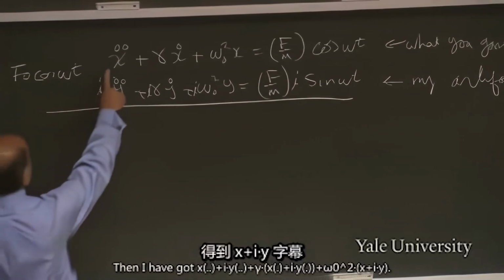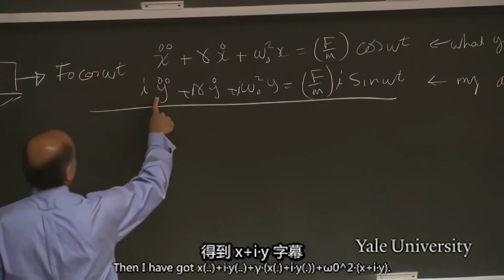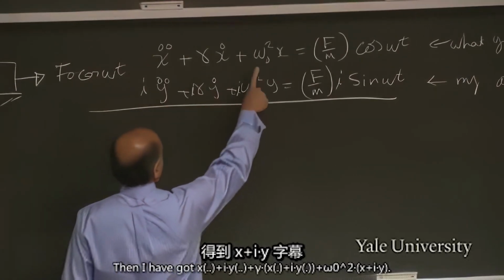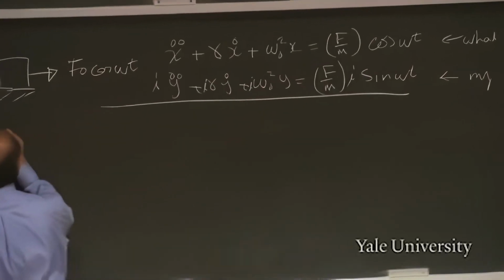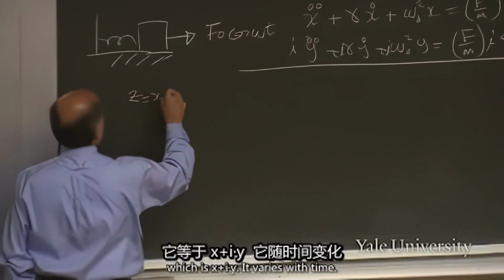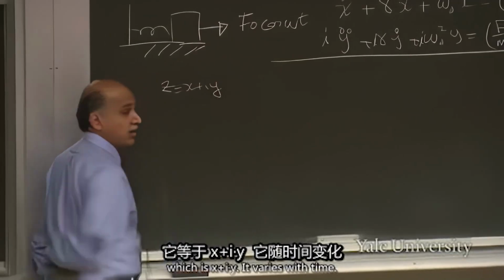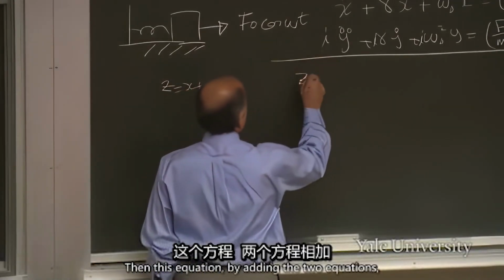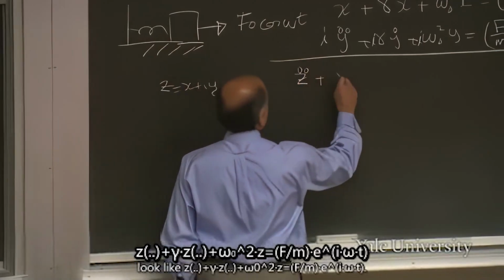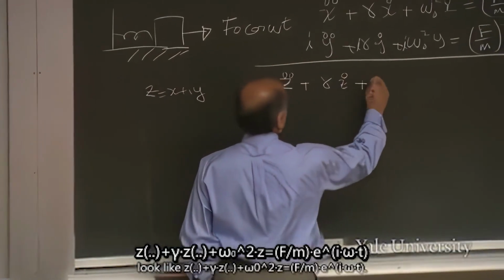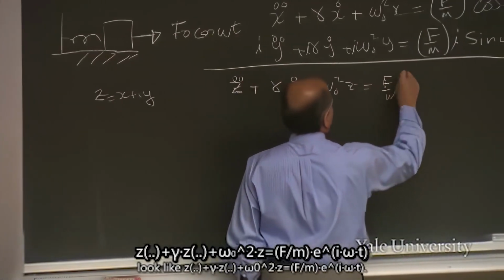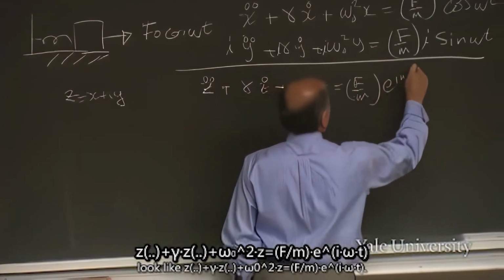Then I have got (x plus iy) double dot plus gamma times (x dot plus iy dot) plus omega naught squared times (x plus iy). Let's introduce a number z, which is x plus iy. It varies with time. Then this equation, by adding the two equations, looks like z double dot plus gamma z dot plus omega naught squared z is f over m e to the i omega t.